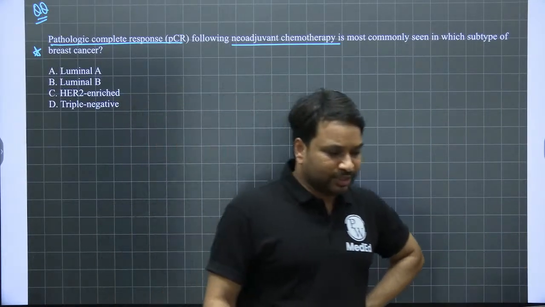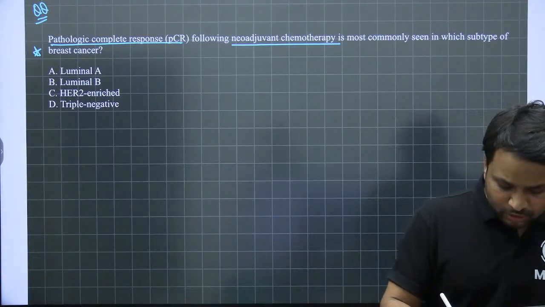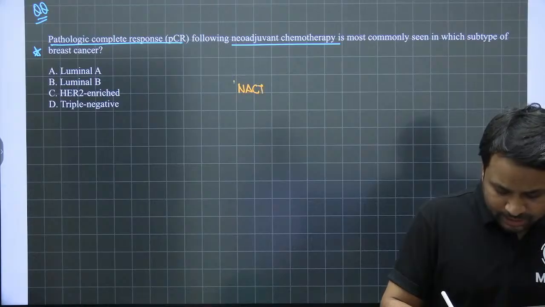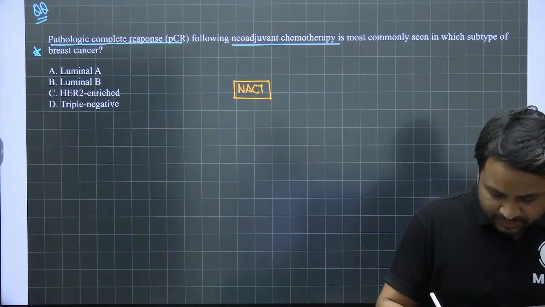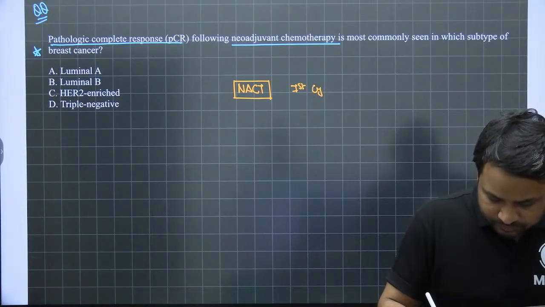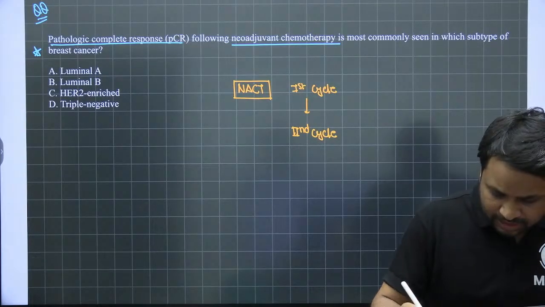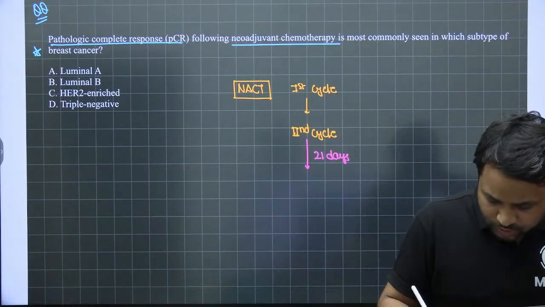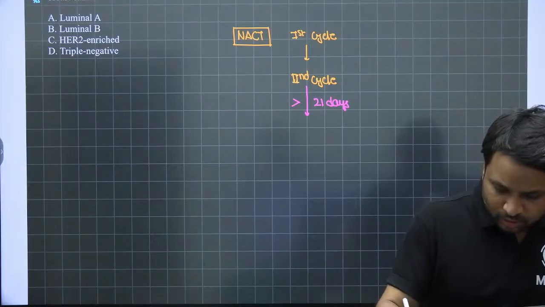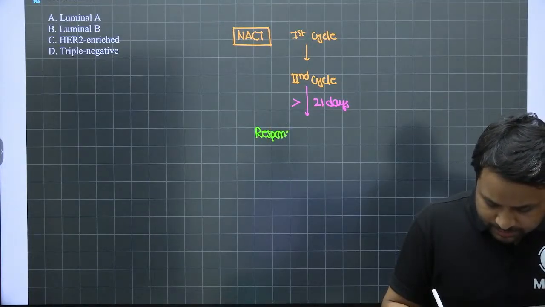So first, let us understand what the objective is. We start the patient on neoadjuvant chemotherapy, that is chemotherapy prior to the surgery. I will give the first cycle. After giving the first cycle, I'll take the patient for the second cycle. After giving the second cycle, I will wait for the period of the third cycle, that is 21 days. So after 21 days, I would do something called response assessment.